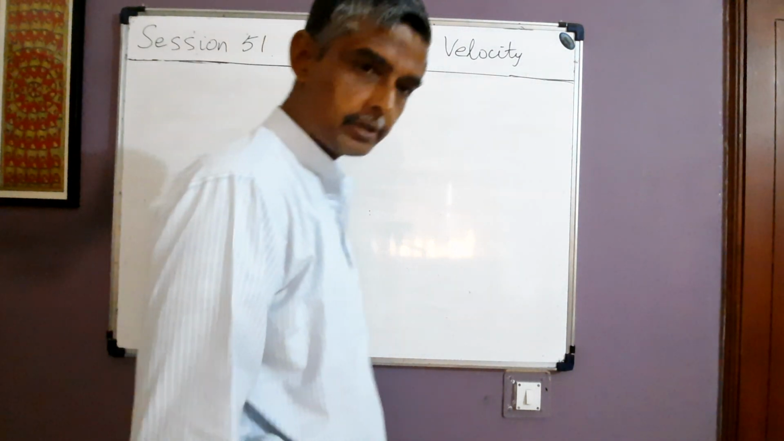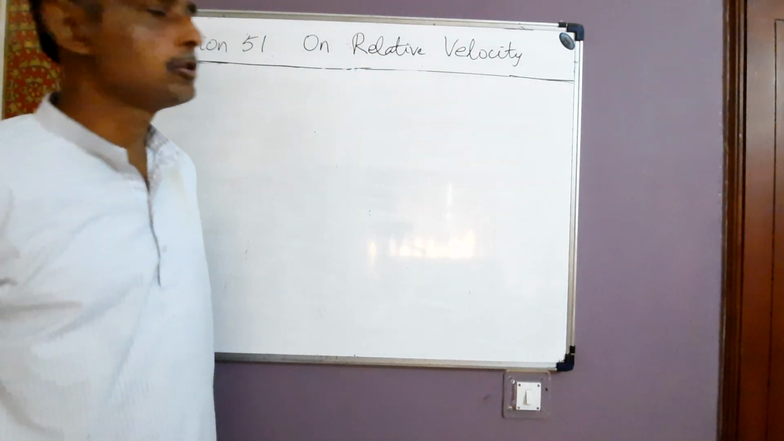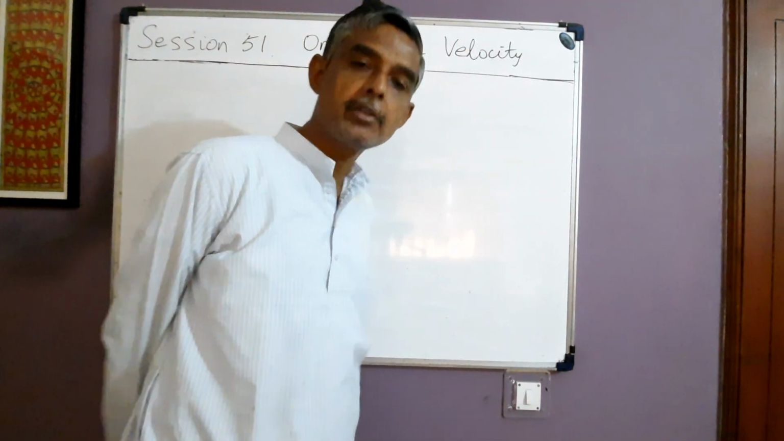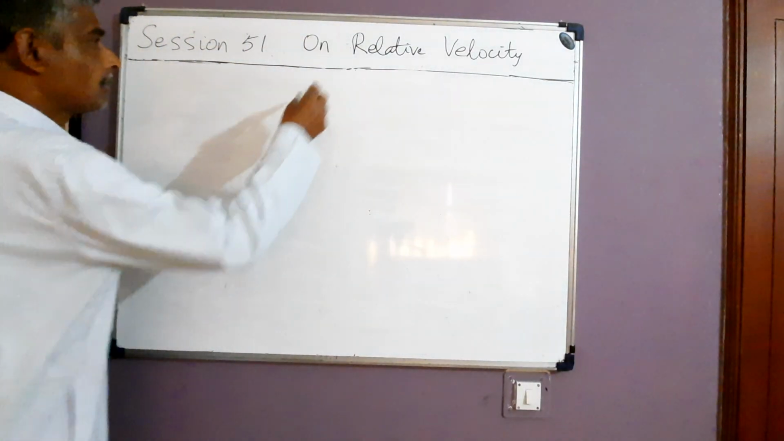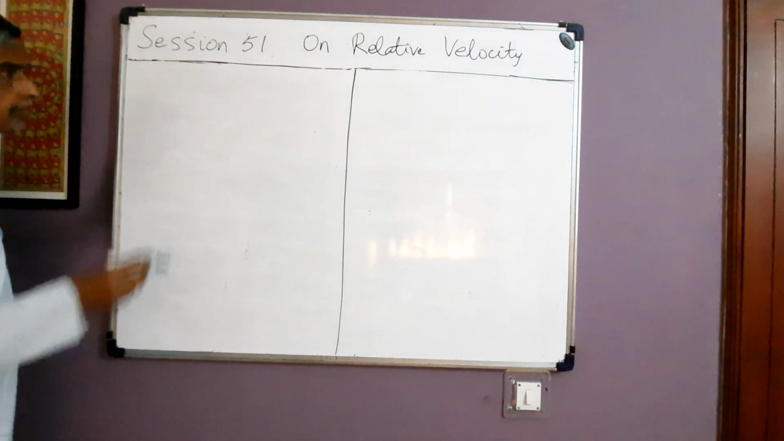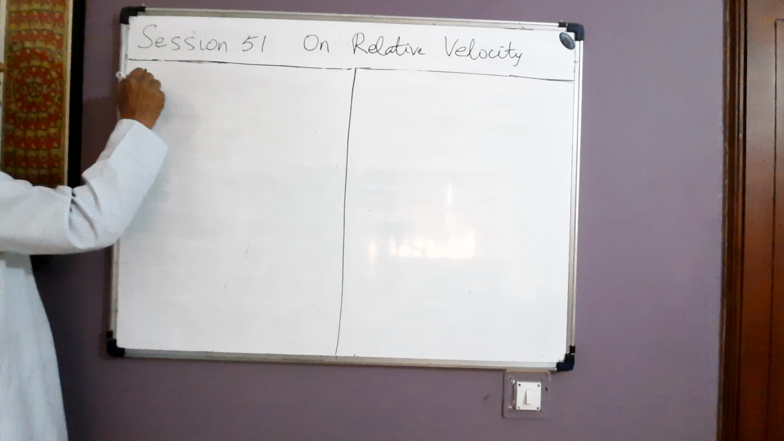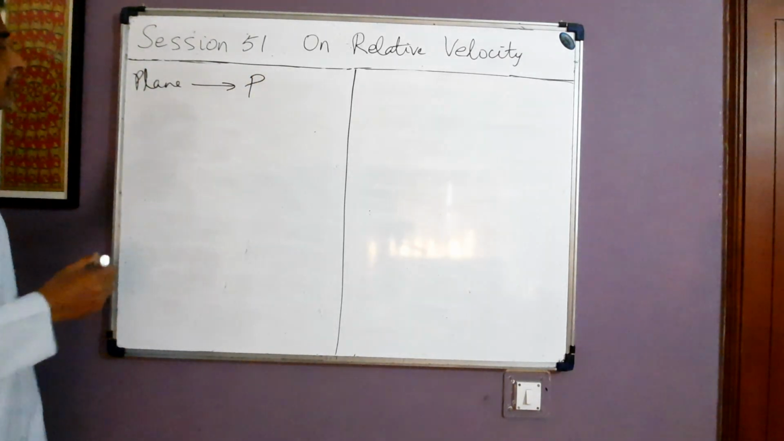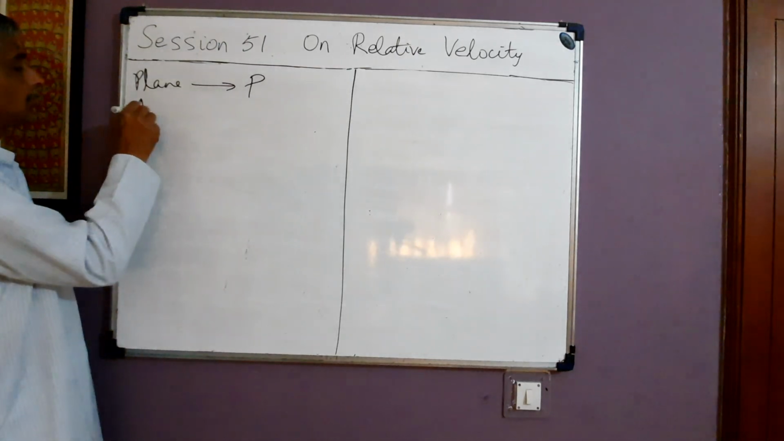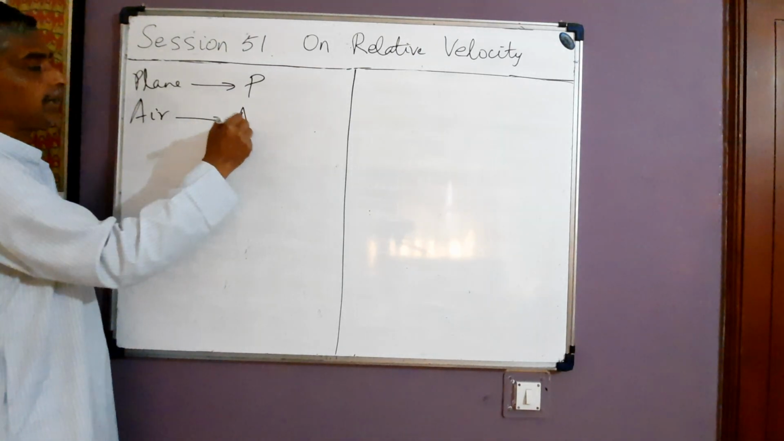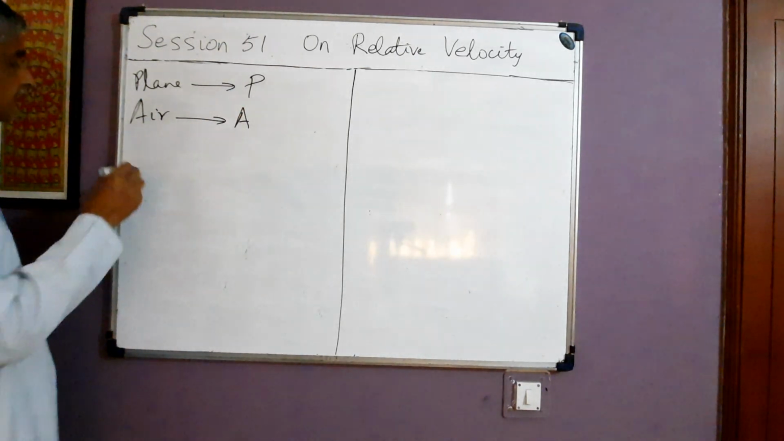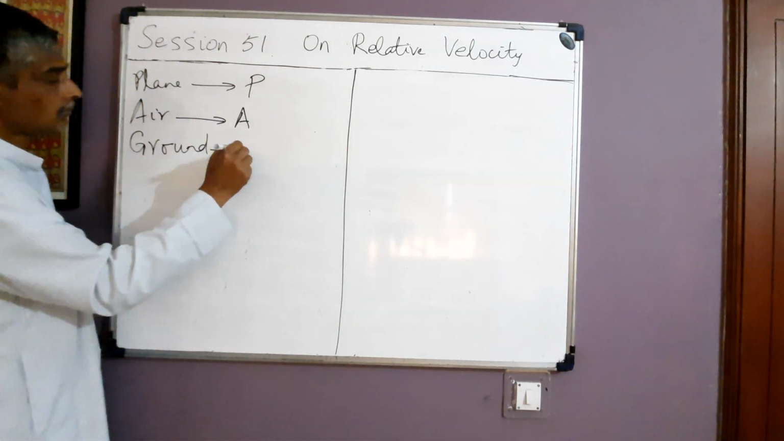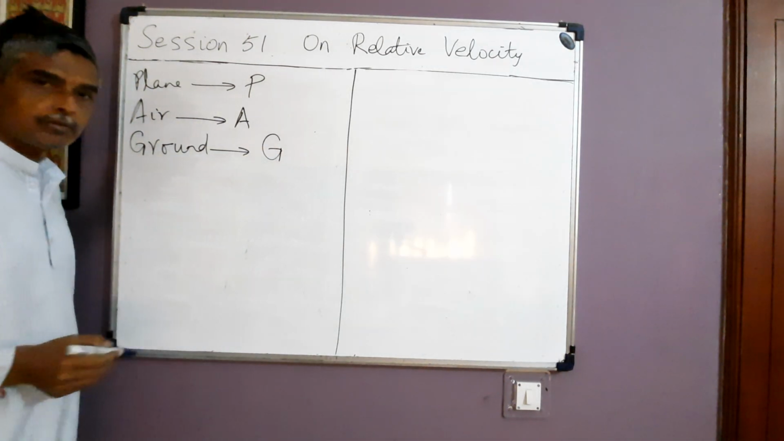So this is the problem. First of all, we'll decide the object and frames under consideration. The object under consideration is the plane, the aeroplane, denoted by P. Instead of M frame, we have the air frame denoted by A. Instead of F frame, we have the ground frame denoted by G.